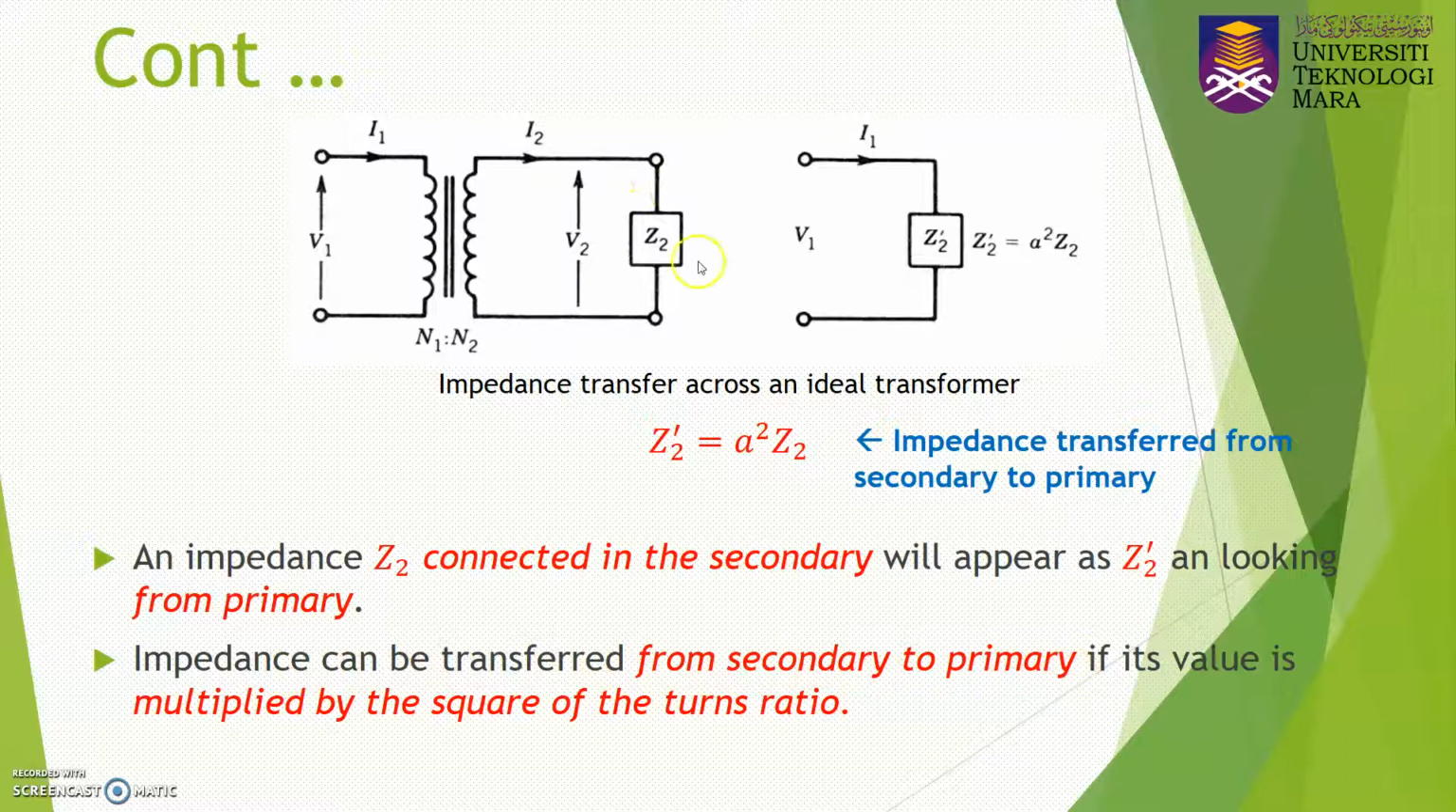In this case, you transfer Z2 from secondary to primary if its value is multiplied by the square of the turns ratio. So here you see, you multiply the Z2 with the square of the turns ratio, and then you can just move the Z2 from the secondary to the primary side. And then the new impedance will be seen as Z2 prime.